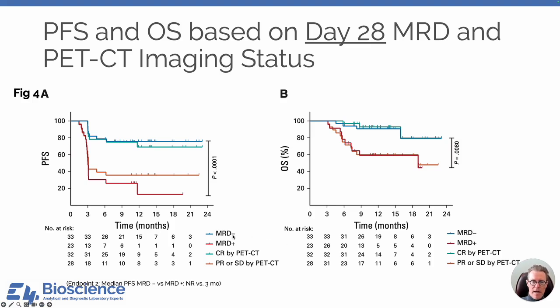If you can't be MRD negative, the next best thing, right, is to have a complete remission by PET-CT, or if you don't have this testing available, ideally you want to have a complete remission by PET-CT, and you can kind of see the same thing. Somebody in a CR by PET-CT generally is less likely to experience a progression event than somebody who's in a PR, and the same thing is true with overall survival.